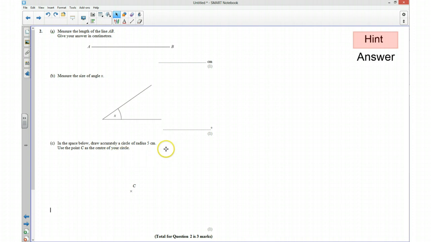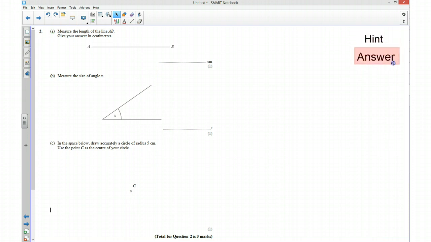Part C says you need to draw accurately a circle of radius 5 centimeters and use the point C as the center of your circle. So the radius is the distance from the middle to the outside of the circle. So decide how you're going to use your compass to draw the circle. Okay, if you'd now like to pause the video and have a go at answering this.